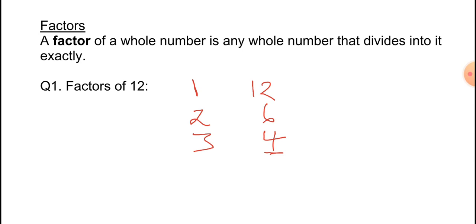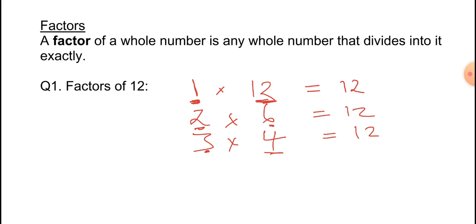It saves time. So as you can see, 1 times 12 is equal to 12, 2 times 6 is equal to 12, 3 times 4 is equal to 12. So as you can see, 1 will always be a factor of a whole number, and so is 12, the number itself. So 1 and the number itself will always be factors of a number. You can also see that the factors come in pairs, for example, 2 times 6 and 3 times 4.